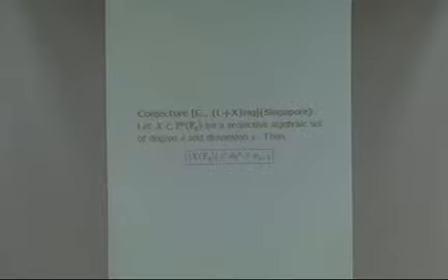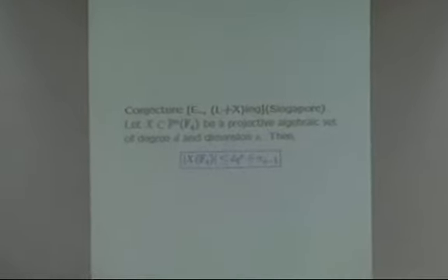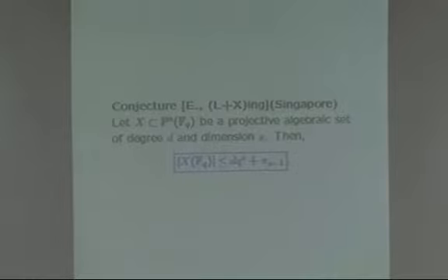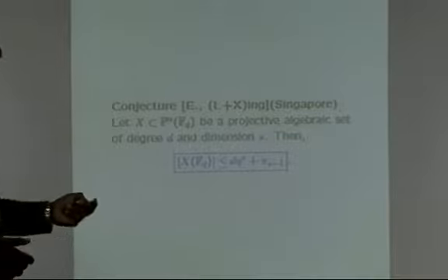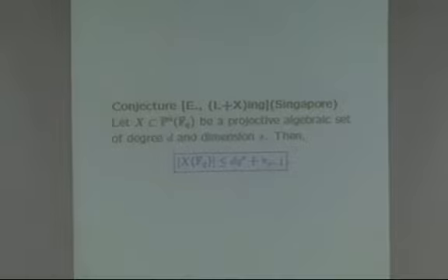Based on our experience in computing the number of points of algebraic sets, we formulate this result, which is also a generalization of the result of Tasmanian and Sorensen. Our result states that if you have an algebraic set of degree D and dimension S, the number of points is always less than this formula. There are several results, but our bound is much better, though it is a conjecture.